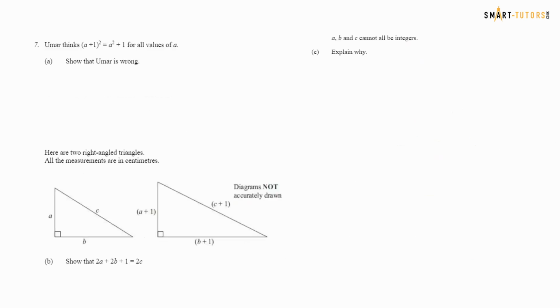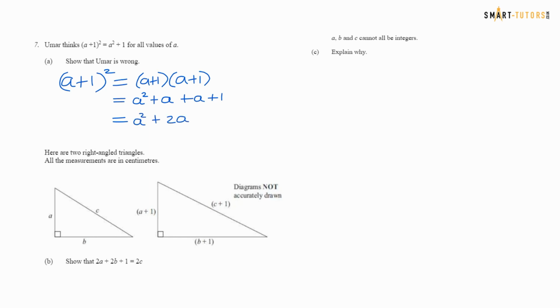Question number 7. Umar thinks a plus 1 whole thing squared equals a squared plus 1 for all values of a. Show that Umar is wrong. So a plus 1 whole thing squared, we have done this in tutorial number 2, expanding brackets. So a plus 1 and the second bracket also a plus 1. So expand: a times a is a squared, a plus another a, plus 1. So the answer is a squared plus 2a plus 1.